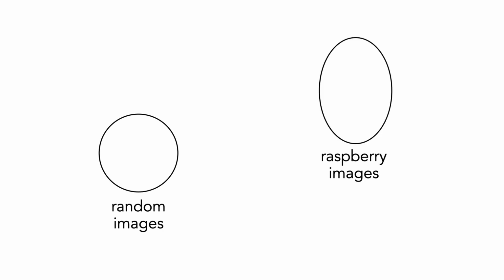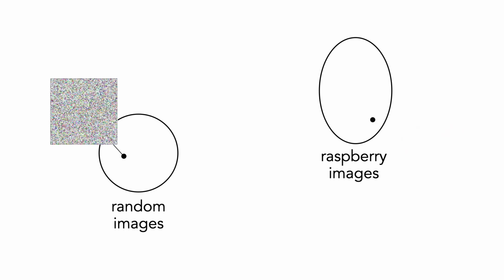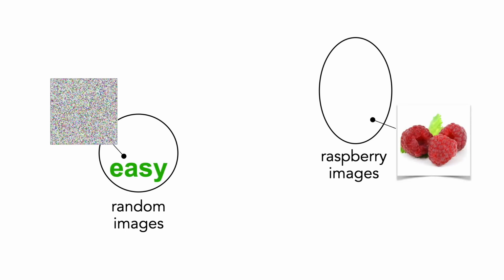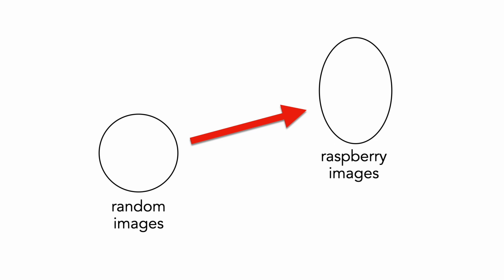That's a lot harder. Conceptually, you can think of two distributions, random images and raspberry images. Each point here represents an image. Random images are easy to generate. Raspberry images are hard. But suppose we had a magical way to turn random images into raspberry images. This is what diffusion does. It's a method for transforming one distribution into another.